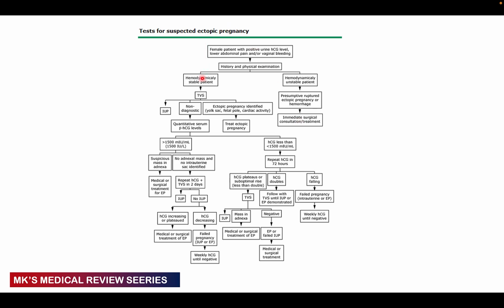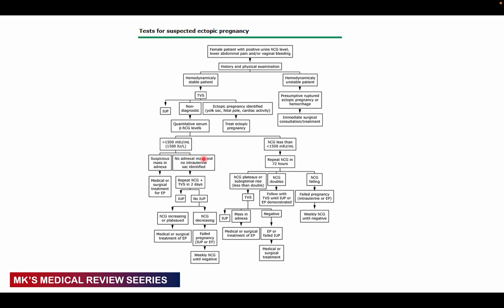If they're hemodynamically stable, you want to perform a transvaginal ultrasound, which may either find an intrauterine pregnancy, may be non-diagnostic, or may sometimes find an ectopic pregnancy. That's a yolk sac, fetal pole, or cardiac activity that you note outside the uterine cavity. So you're going to treat them as an ectopic pregnancy. If it's non-diagnostic, we use quantitative serum beta HCG levels. If the beta HCG level is greater than 1,500 milli-international units per mL, or 1,500 international units per liter, and there's a suspicious mass in the adnexae, then you can perform a medical or surgical treatment for ectopic pregnancy.